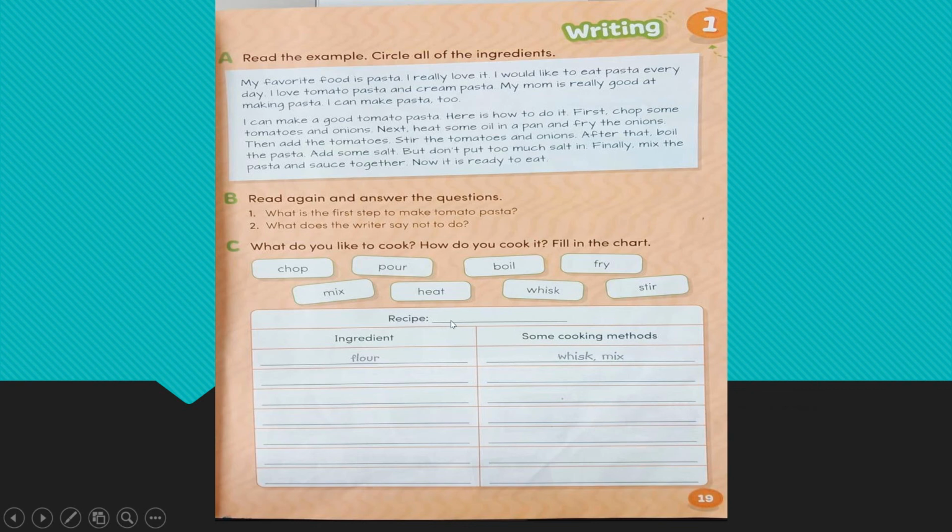For example, we have chocolate chip muffins. You have to write the recipe. What are the ingredients? We have flour. What will we do with the flour? We have to whisk and mix. Okay. How about sugar? What will we do with the sugar? We have to pour some sugar. Do you understand? Here you write the ingredients and here you write some cooking methods. You have to chop, pour, boil, fry, stir, whisk, heat, or mix. So that is very easy.